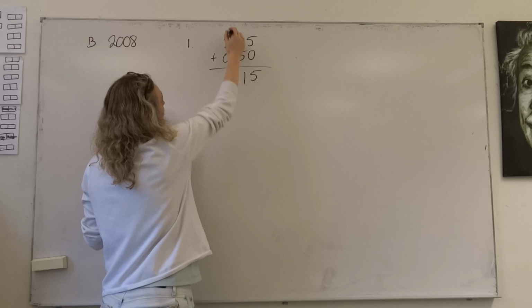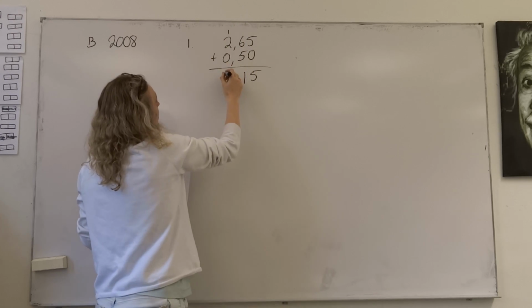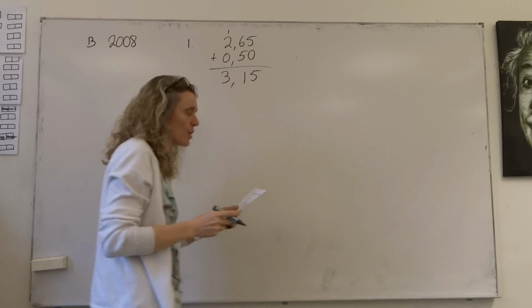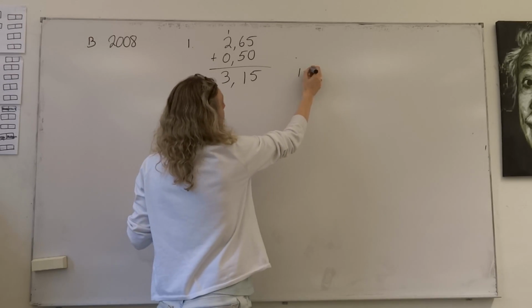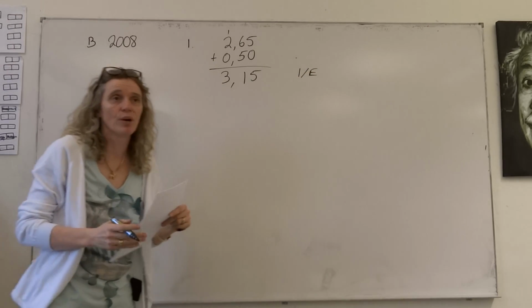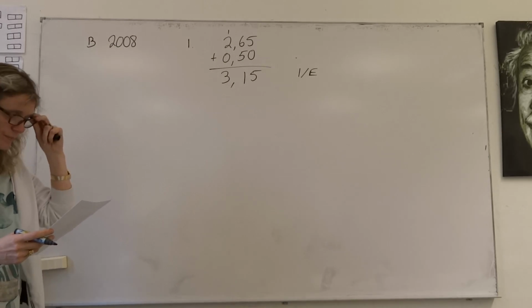6 and 5, 11, carry 1. 2 plus 1, 3. So we should have the answer 3.15, and that's enough to get you 1 E point. And you don't have to have working out because it's just the E points.